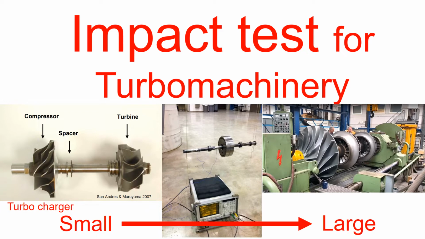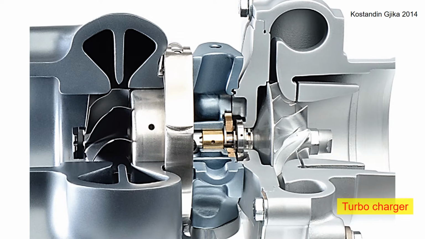From small to large turbo machines, it is important to perform impact tests on the rotor, because as the rotor spins, it is the main source of vibration. So it is important to understand the dynamic characteristics of the rotor, which ties into the overall machine vibration. Eventually, the impact test helps to identify when the energy source amplifies to a large vibration.